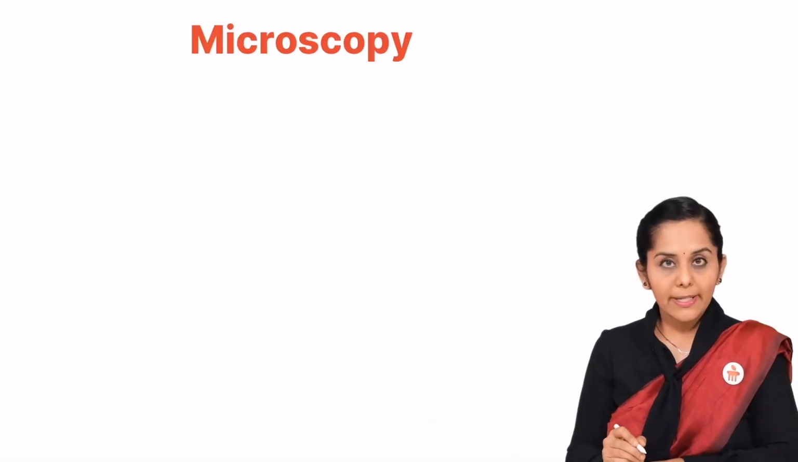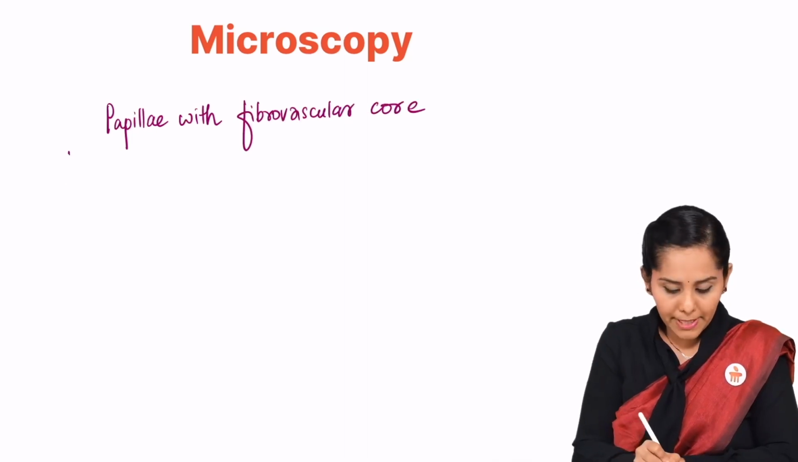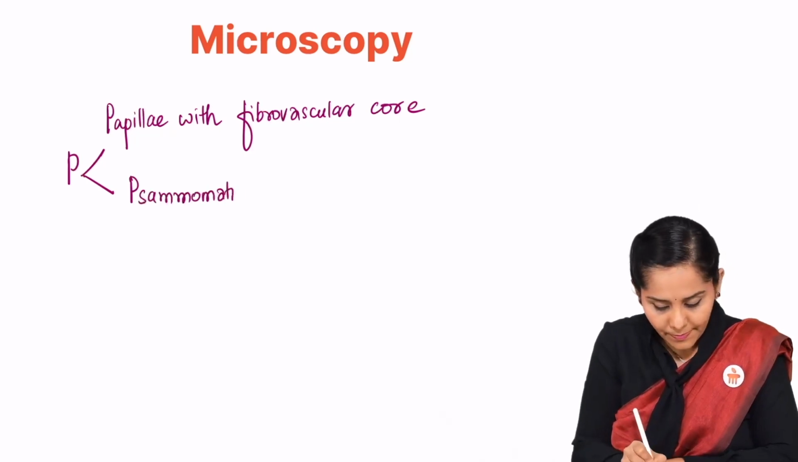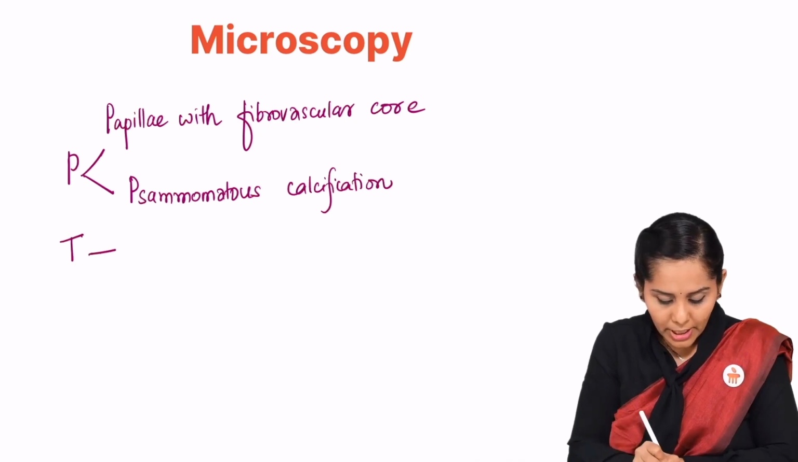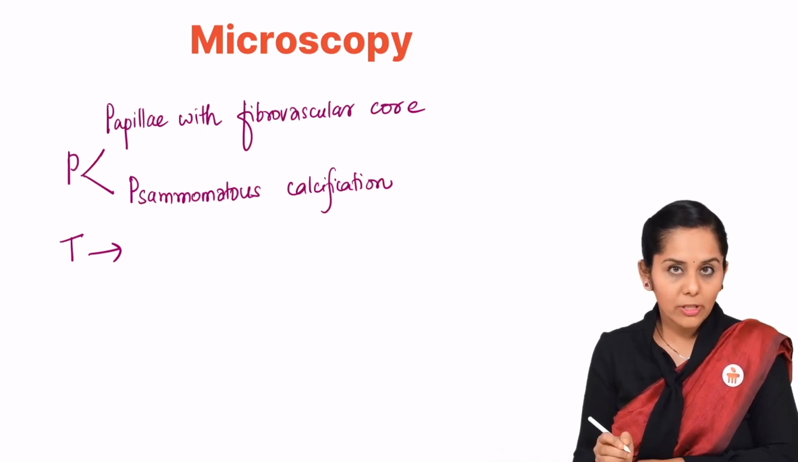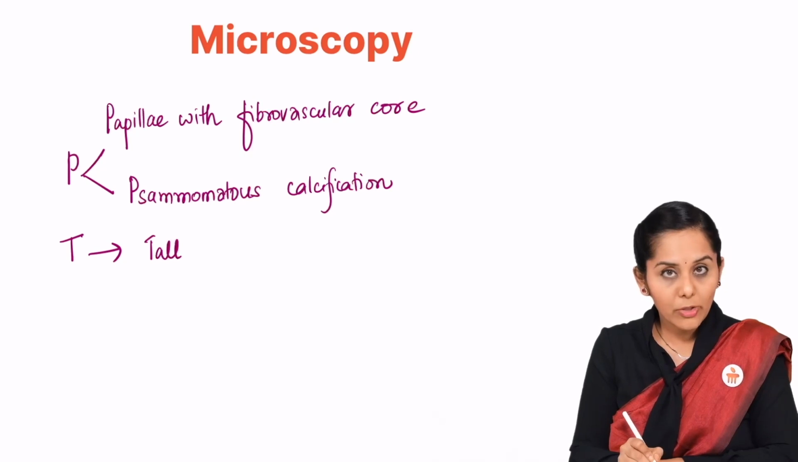Now let's just summarize the nuclear features as well as the morphologic features in the microscopy of papillary thyroid carcinoma because it is very, very important. So what did we see there? Papillae with fibrovascular core. And remember P for one more component, that is psammomatous calcification. For T you can remember it as usually these nuclei have an elongated nucleus when compared to normal follicular epithelial cells. So nuclear elongation. So that can be remembered as tall nuclear profiles.